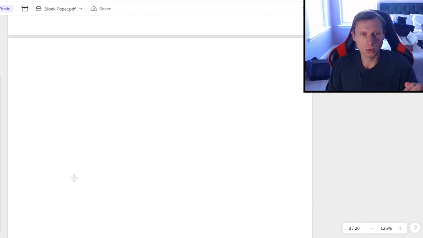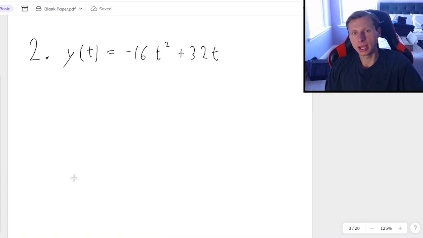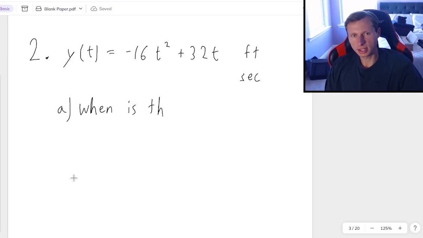We're going to do one more, but this time I'm going to ask a different series of questions. So this time I have an object moving in the y direction. y of t equals negative 16t squared plus 32t, and the units this time are going to be feet and seconds. For part A, I'm going to ask, when is the object at rest?